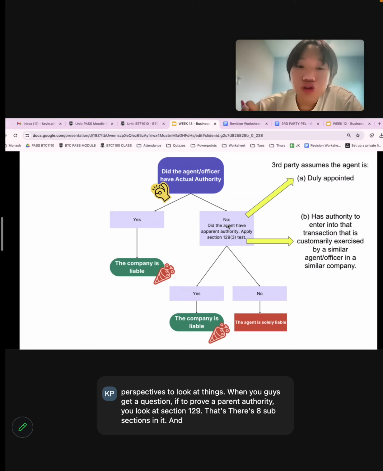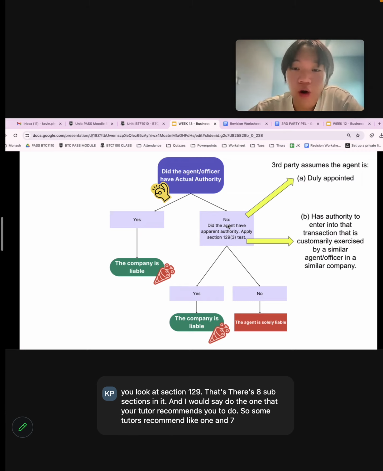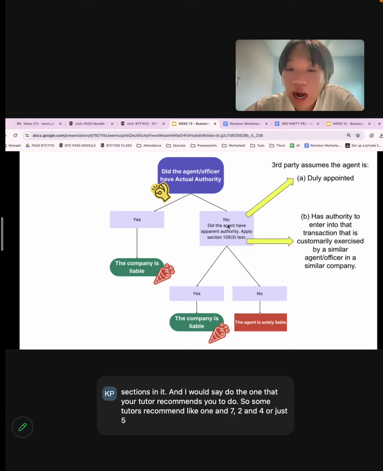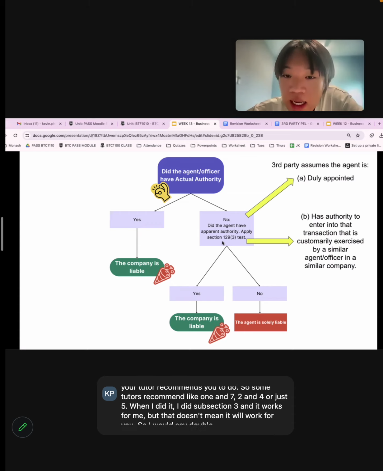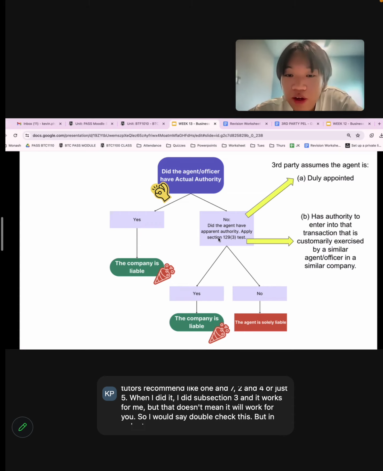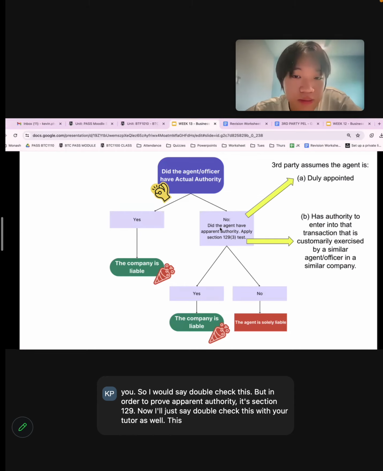And I would say do the one that your tutor recommends. Some tutors recommend 1 and 7, 2 and 4, or just 5. When I did it, I did subsection 3 and it worked for me, but that doesn't mean it will work for you, so I would say double check this. But in order to prove apparent authority, it's section 129. Double check this with your tutor as well. This is a little bit on the fence for me.